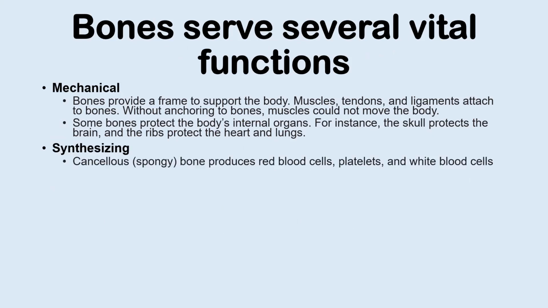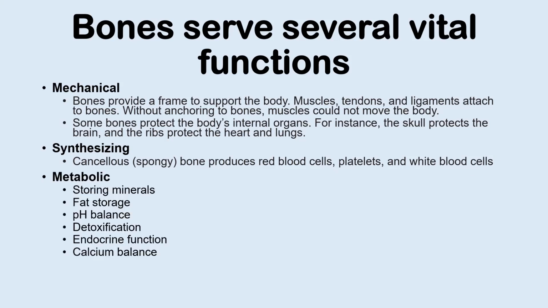I mentioned that. Synthesizing. So the cancellous, the spongy bones, produce our red blood cells, produce our platelets, which are used in clotting, and produce our white blood cells, which are part of the immune system. It's all done there. And metabolically, they store minerals, they store fat. In fact, marrow is very fatty. They control the pH balance in the body. There's a whole detoxification factory in there.